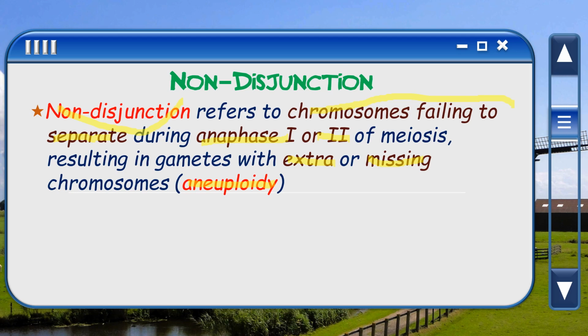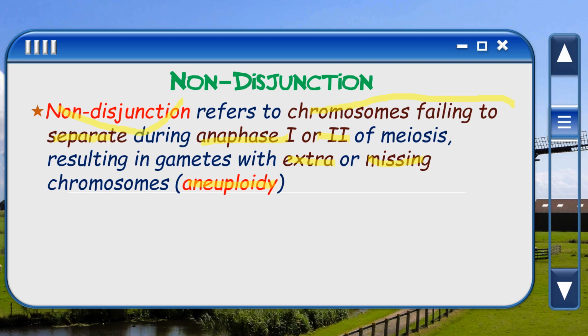So we saw that during anaphase 1, homologous chromosomes are going to separate and go to opposite poles. But where there is failure for those homologous chromosomes to separate, they are pulled and all go to the same side.